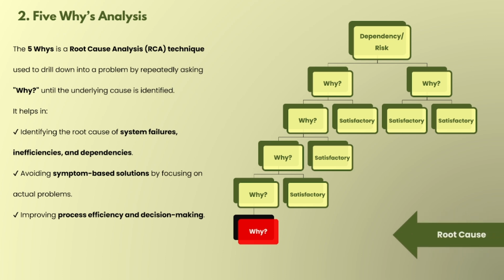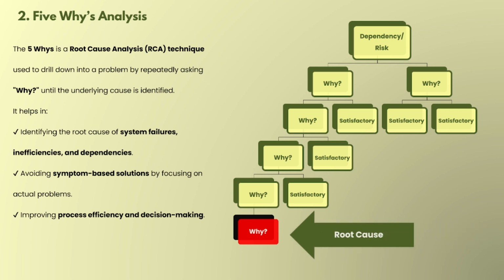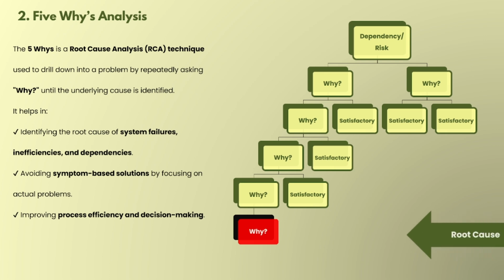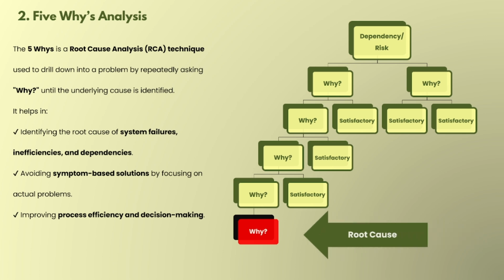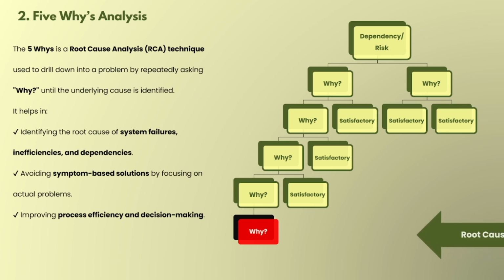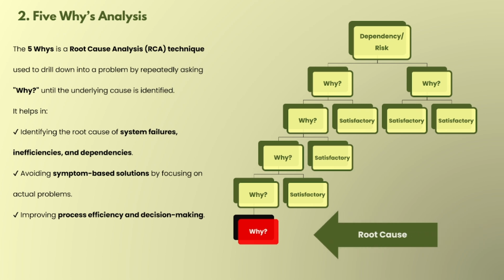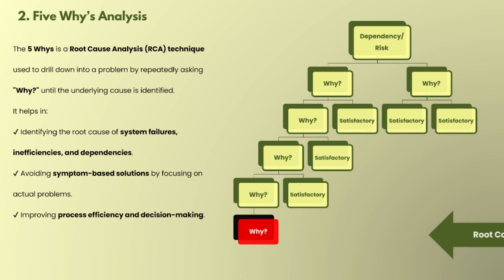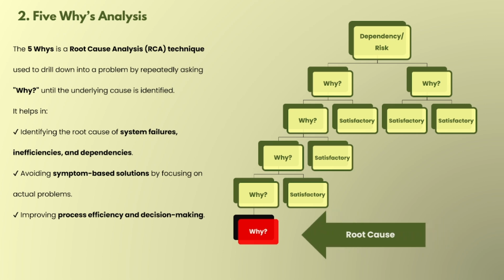Now let us see how 5 whys helps us identify the root cause of system failures, inefficiencies and dependency. Well, instead of guessing, we dig deeper and get the actual reason something failed. Then, avoiding symptom based solutions by focusing on the actual problem. This means that we don't want to just patch up things. We want to fix the real problem. And last, improving process efficiency and decision making. Once we know the actual cause, it's easier to take smart action and avoid future mistakes. So in this way 5 whys analysis can be useful.